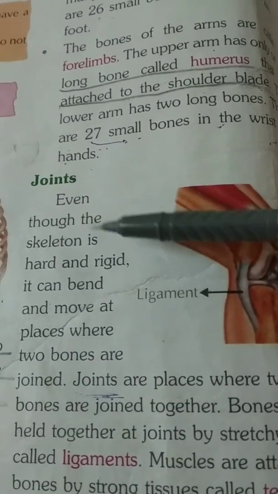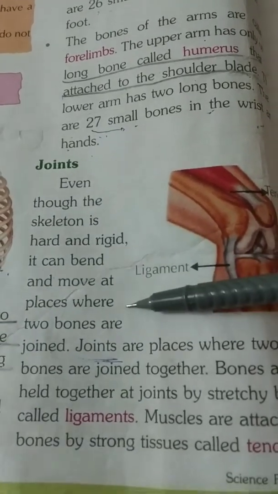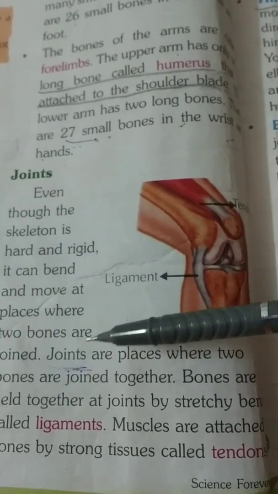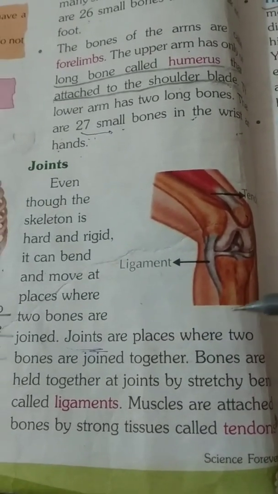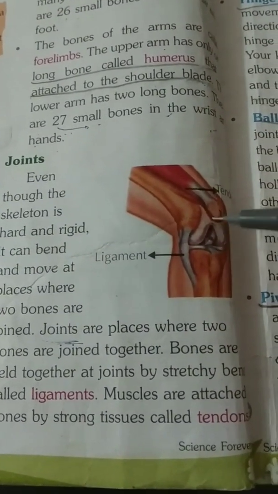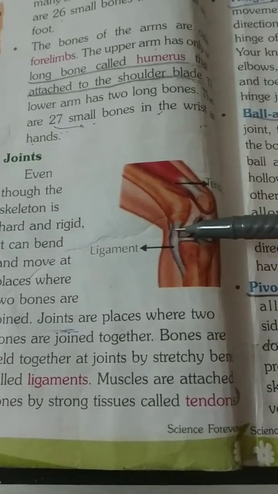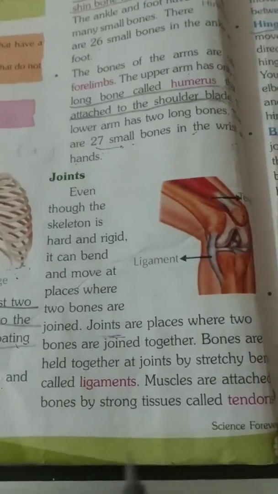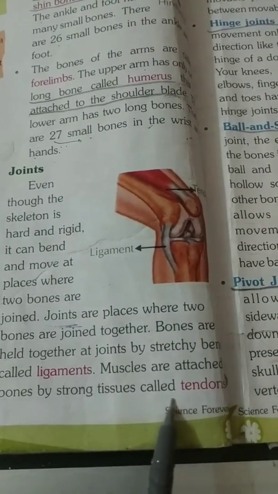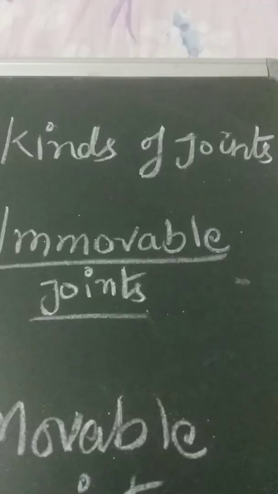Joints. We know the skeleton is hard and rigid. It can bend and move at the places where two bones are joined. So what is a joint? Joints are the places where two bones are joined together. These two bones are joined together by a stretchy band, which we call a ligament. So you have to underline ligament. Then muscles are attached to the bones by strong tissue called a tendon. So underline these two terms in this paragraph.